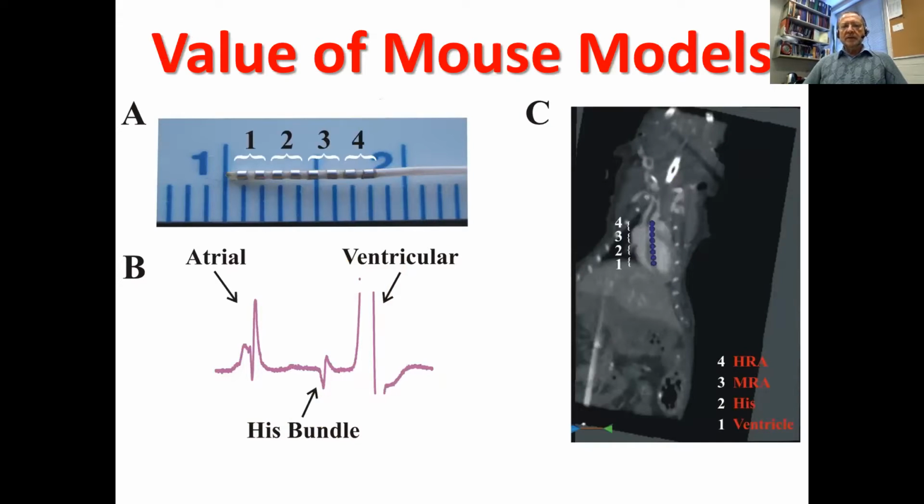We can also model some of these using animal models, and one of the ones that we find the most useful now is a mouse model. And this is a picture with a small electrode. This is a 1 centimeter scale, and you can see the number of electrodes that are on this little catheter that we put down inside the mouse heart. And here's a CT scan inside the mouse heart, and you can see those electrodes inside the heart that allow us to look at what's happening in the atrium as it gets conducted through the His bundle and down into the bottom of the heart, the ventricle.